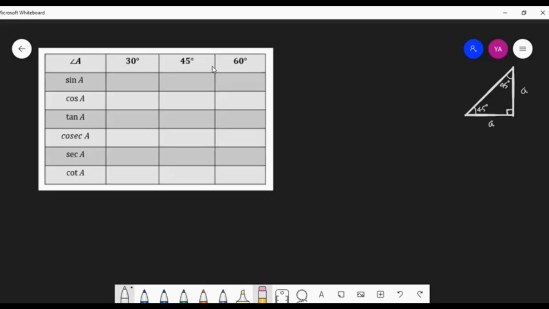Suppose we name the triangle ABC. AC square is equal to AB square plus BC square, that is A square plus A square. So AC square is equal to 2A square, and AC will be the square root of 2A square. What is the square root of 2A square? A root 2. If you get a perpendicular side of a 45, 45, 90 degree triangle, you multiply that given side by root 2 to get the hypotenuse.